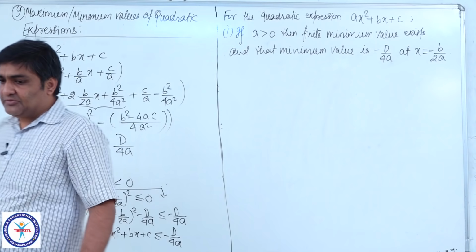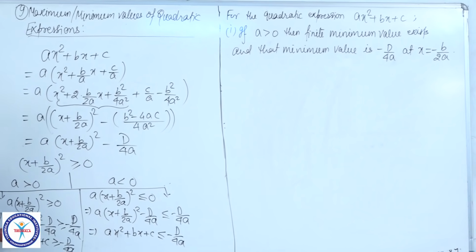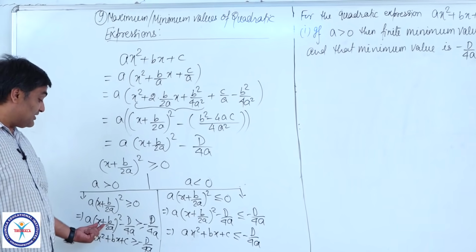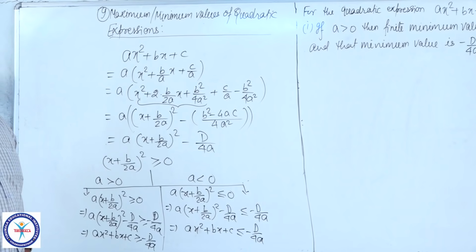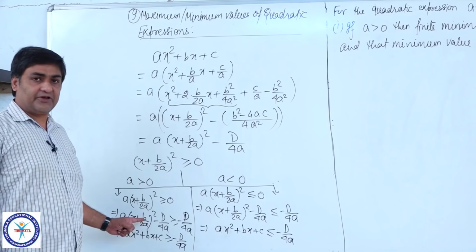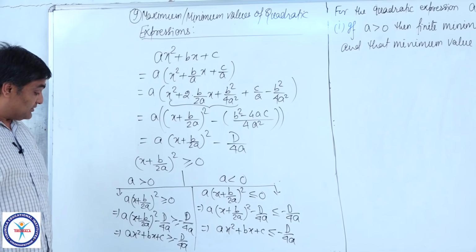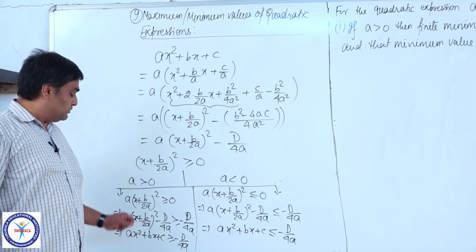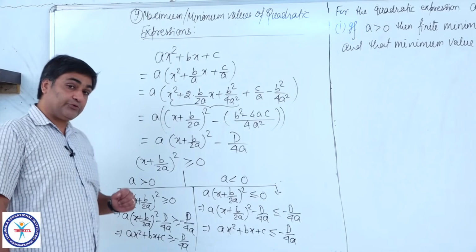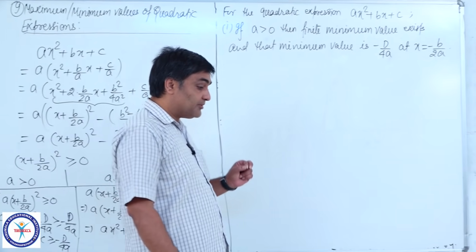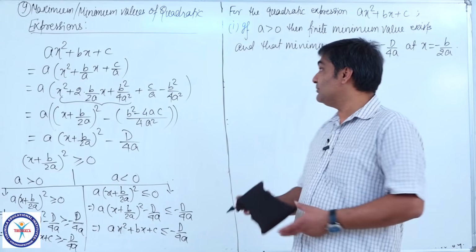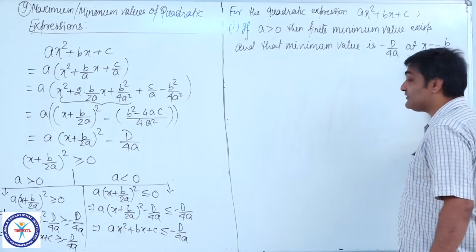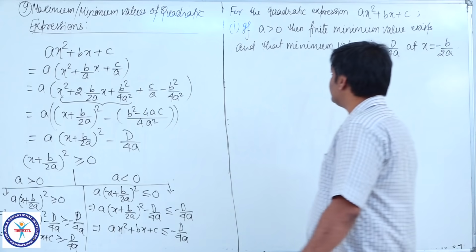When is it minimum? When this whole square is minimum. And what is the minimum value of a whole square? Zero. A whole square cannot be less than 0. So this whole square will be minimum when x plus b by 2a is 0, meaning x is minus b by 2a.